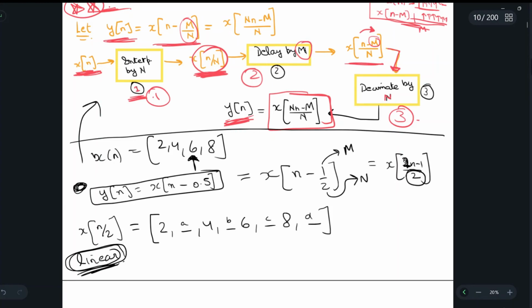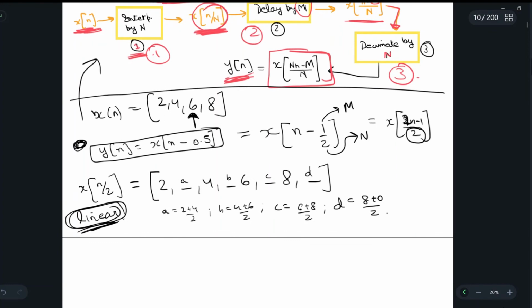And in order to find a, b, c and d, we will be finding out the average, that is 2 plus 4 by 2. B will come out to be 4 plus 6 by 2. C will come out to be 6 plus 8 by 2. And D will come out to be 8 plus 0 by 2. So this is how you will find out A, B, C and D, which will come out to be 2, 3, 4, 5, 6, 7, 8, 4. That is, you will get 3 as A, and you will get 5 as B, and you will get 7 as C, and you will get 4 as D.